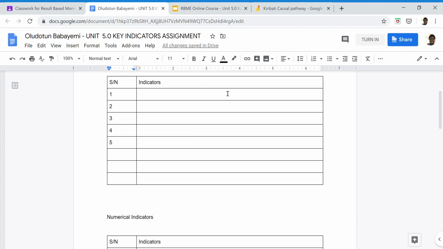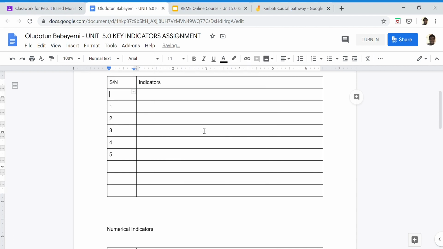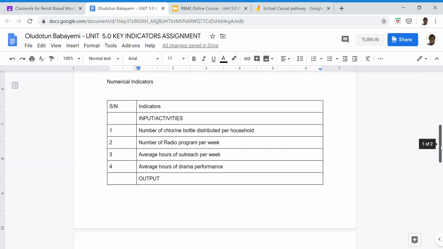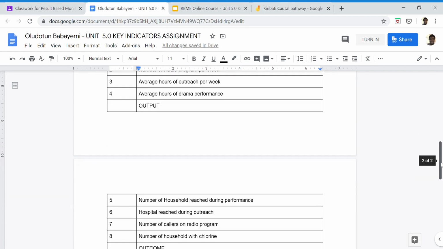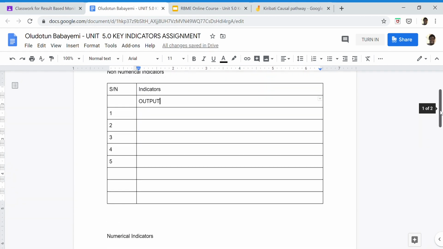Like we said, non-numerical indicators. It's always important to have it. Output. So if we look at our output here, don't forget the output is something that the management or the implementer can control.